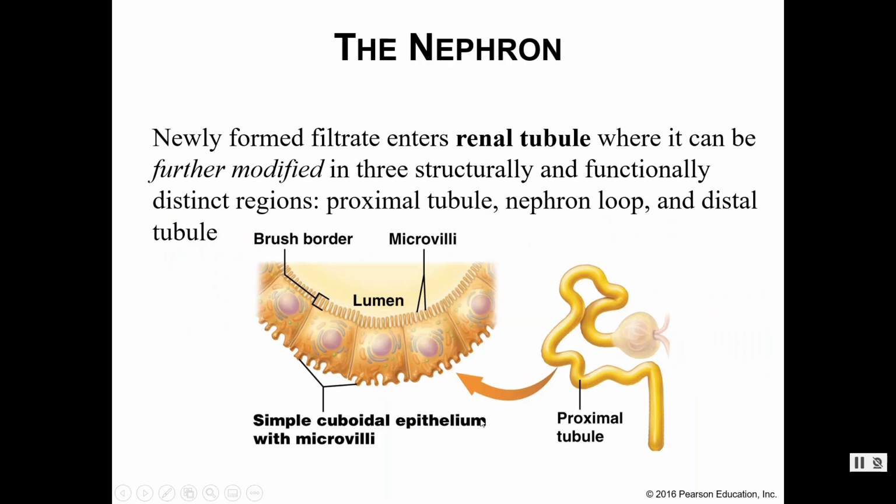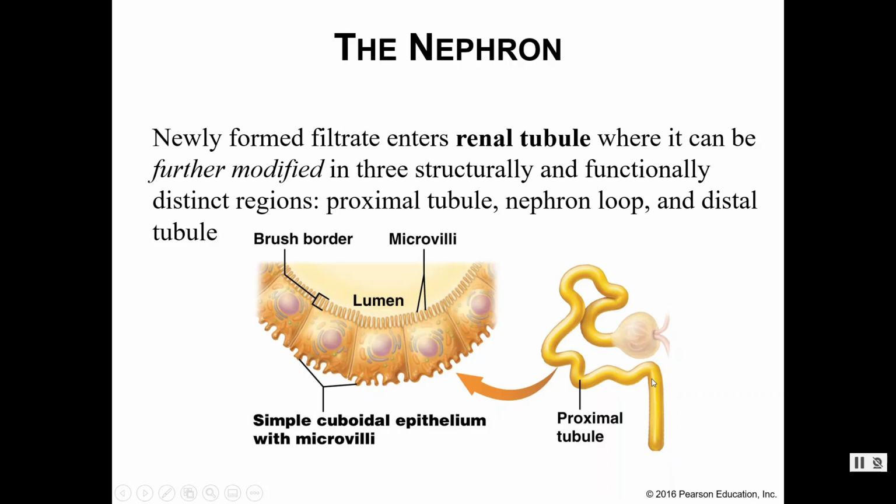Now, once we make the filtrate, we have to move the filtrate. We're going to go through the renal tubule. We are going to modify the filtrate as it moves through the tubule. There are three distinct parts. We've got the proximal tubule, the nephron loop, and the distal tubule. Each section is responsible for modifying the filtrate in its own unique way. All right, but this is kind of what we're talking about. We said the first part would be the proximal tubule, and it's windy and all that kind of good stuff.